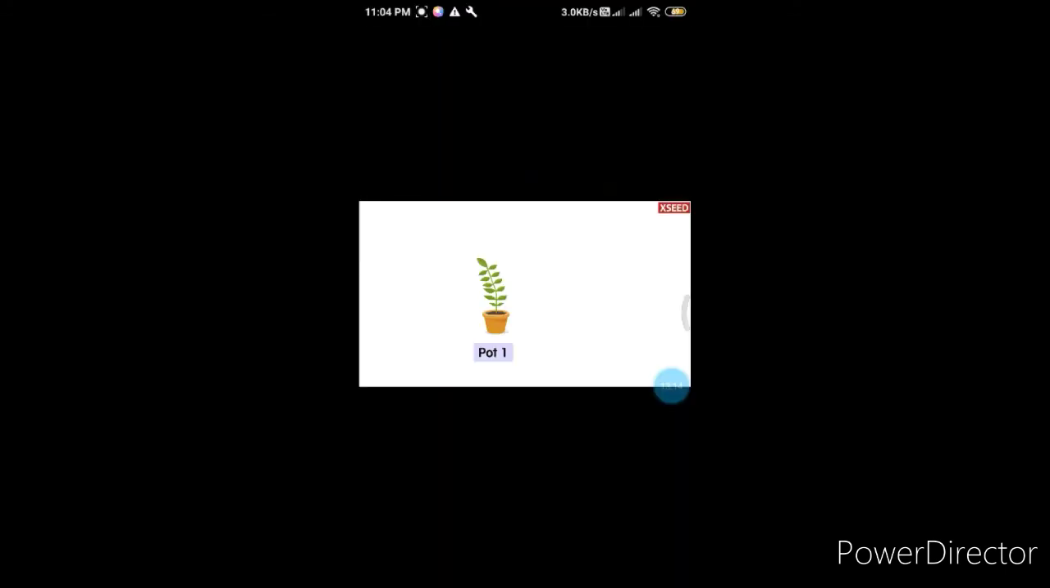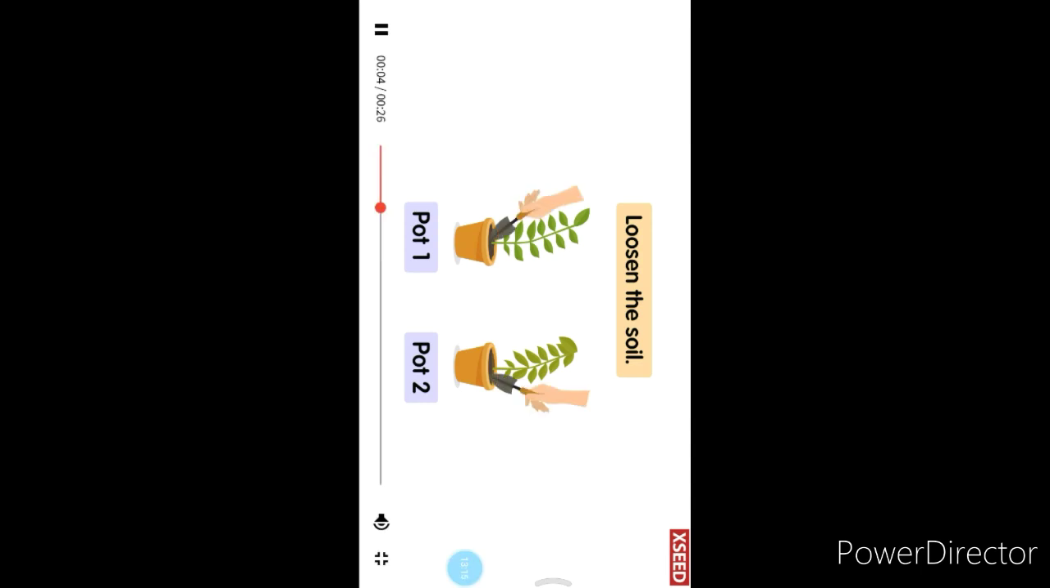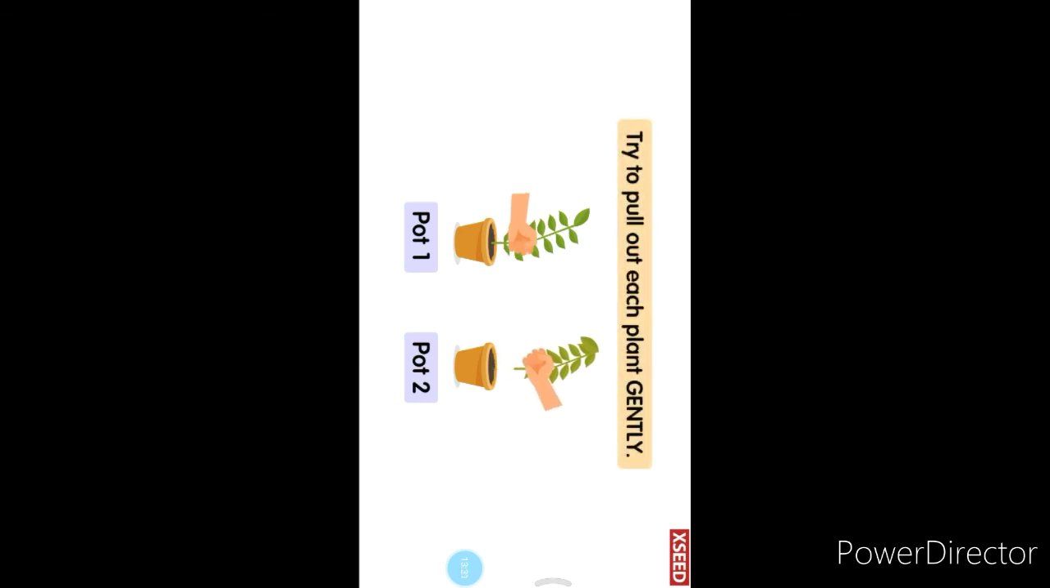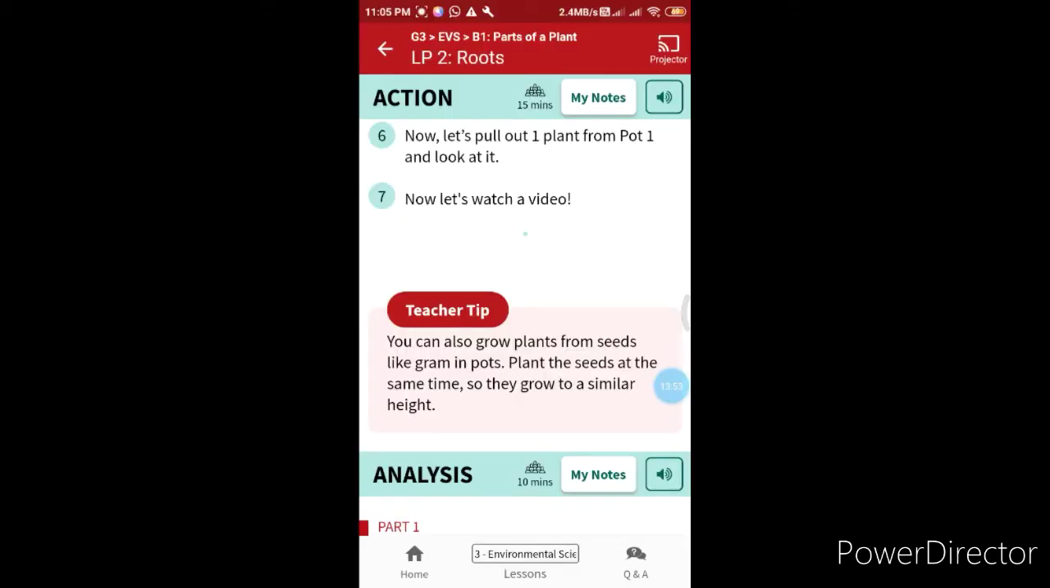Let's watch an experiment. The soil is loosened in both the pots. Water is poured. The plant in pot 2 is pulled out easily because it doesn't have any roots. So the plant 2 can be pulled out easily, watching this video.